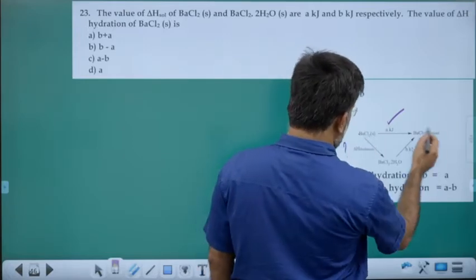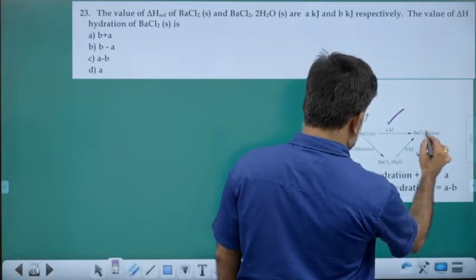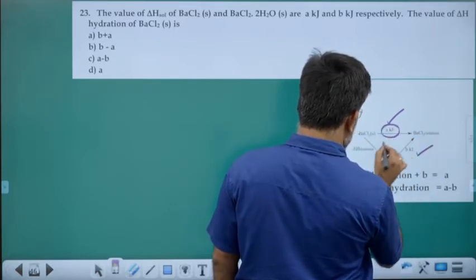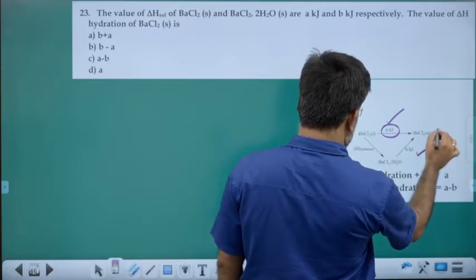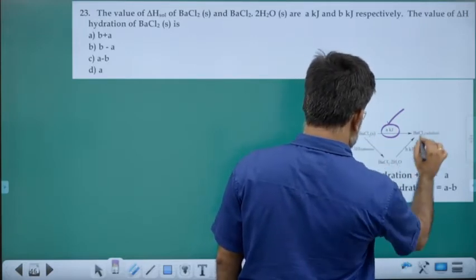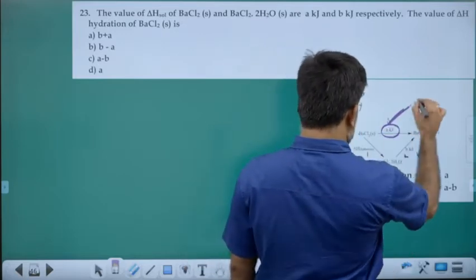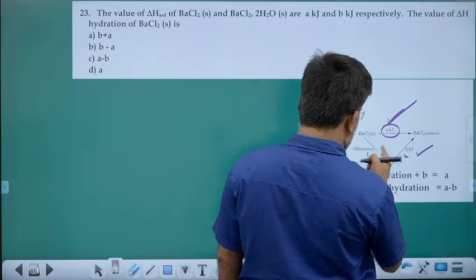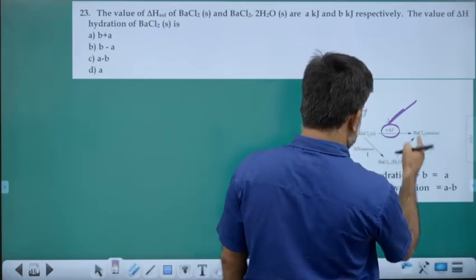So this is one step operation and this is two step operation. So the overall A is equal to this plus this. See, this is one step reaction. This is two step process. Step 1, step 2. So overall enthalpy is equal to enthalpy of step 1 plus step 2. So this plus this is equal to this. So this plus B is equal to A.